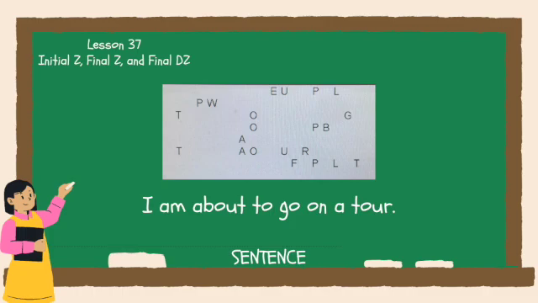I am about to go on a tour. So "I am" is a phrase. "About" is a brief or arbitrary. "To go" is a phrase. And then "on a tour," then period. I know that you got the correct answer. Congratulations.